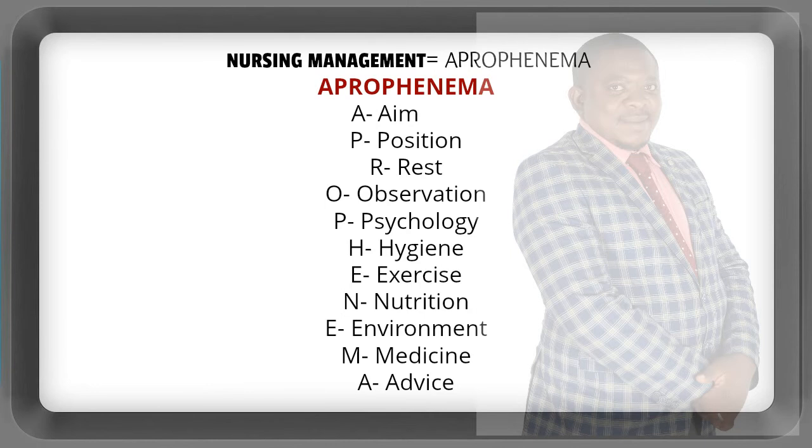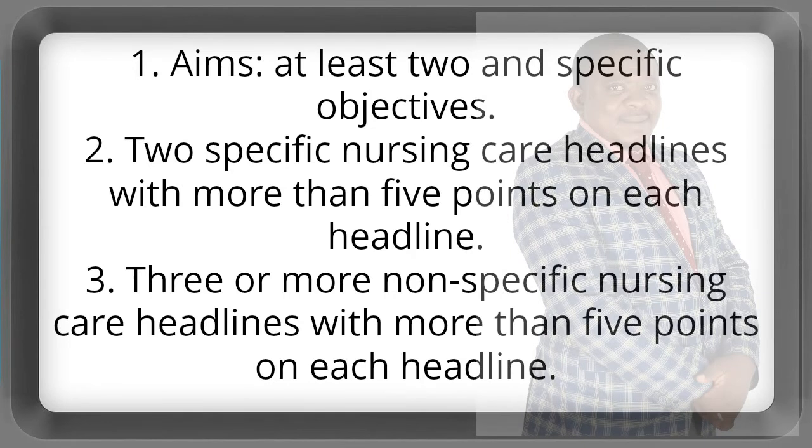Okay, so on the aims, I've said at least two, and they should be specific to the condition, rather than giving general aims. Then the two specific nursing care headlines with more than 5 points on each headline. When you're writing on a certain condition, ensure that you come up with 2 to 5 main specific headings for that disease, so that you write the interventions within that.